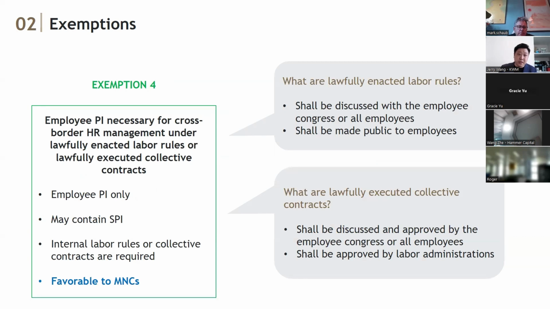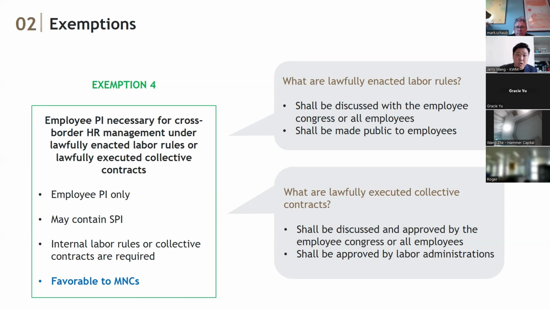Okay, exemption 4, which I think is the most useful exemption. This is for HR scenarios, especially for companies who are transferring their employees' personal information from China to global systems. So now we finally have this exemption saying that, first of all, provided that the company has internal labor rules or collective labor contracts which can support the necessity of transferring employees' personal information outside China, and then if the company can ensure that other compliance requirements like consent and assessment are also in place.